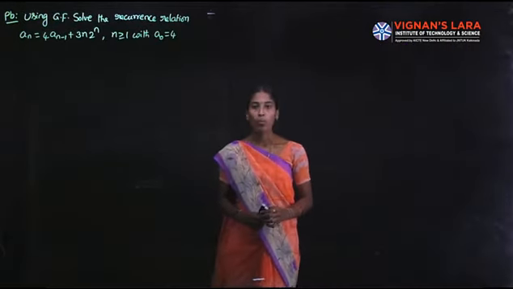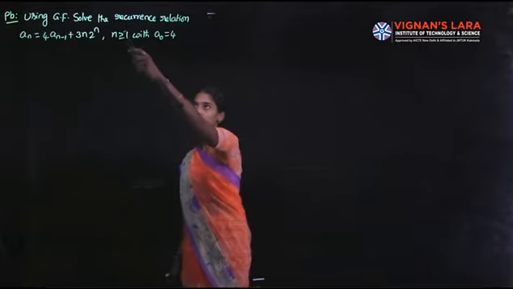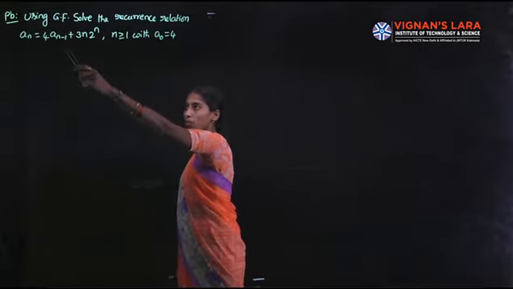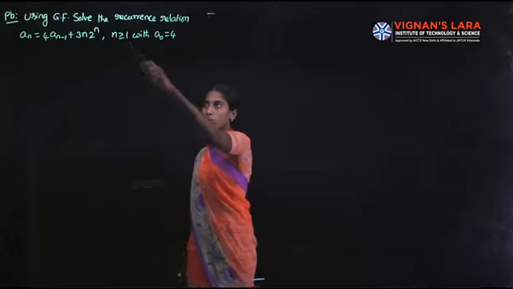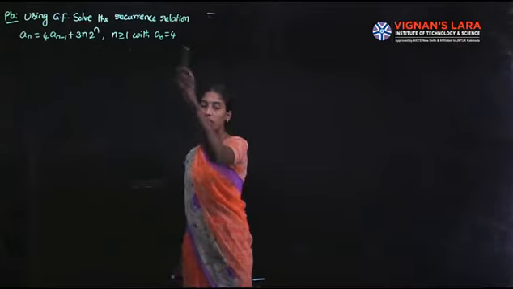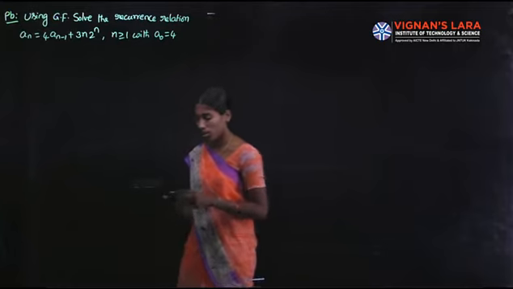Our next problem on the recurrence relations. Using generating function, solve the recurrence relation a_n = 4a_{n-1} + 3n·2^n. Here n starts with 1, otherwise n greater than 1, with a_0 = 4.